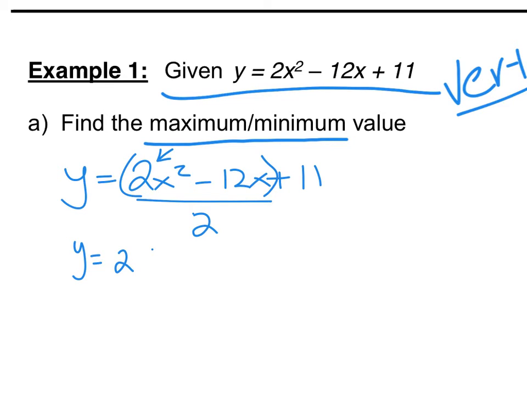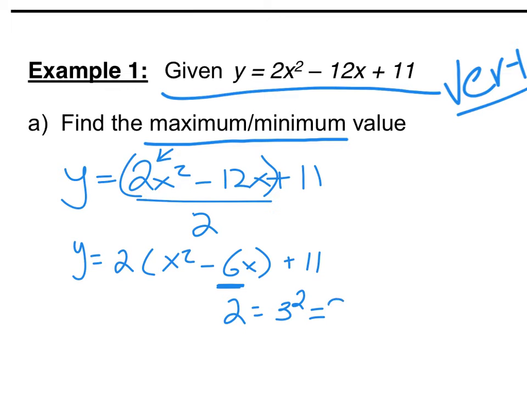When that 2 comes out and goes in the front, you're going to be left with x squared minus 6x plus 11. Nothing happens to the 11. What happened to the 12? You divided it by 2. Now, the next step is to take the middle term and do two things to it. The first thing is you're going to divide it by 2. 6 divided by 2 is 3. The second thing that you're going to do is put it to the power of 2, or square it.